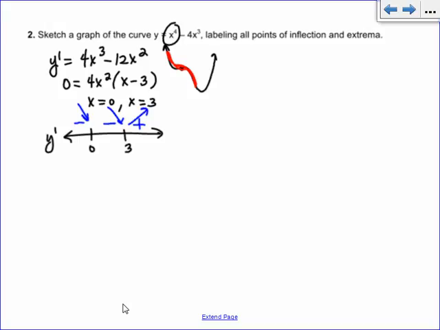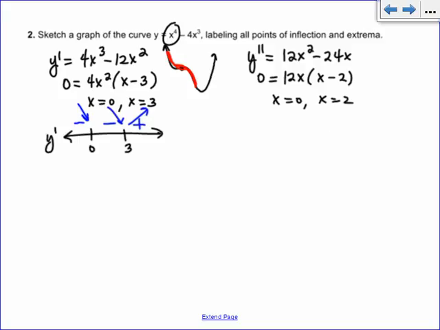All right, so I want to find y double prime. So I'm going to have 12x squared minus 24x. I pull out a 12x, and when I do, I get x minus 2. So I have x equals 0, and I have x equals 2. So those are my second derivative critical values, so I put in 0 and 2.